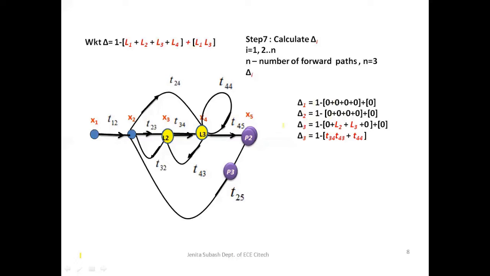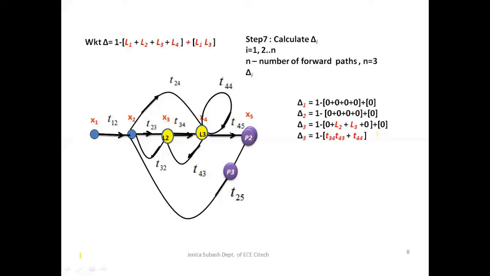Then with respect to delta 3, we have two loops, L2 and L3, which are not touching the third forward path. Hence, I have activated L2 and L3 and made L1 and L4 equal to 0, and the L1, L3 combination also 0. So this is delta specific to the third forward path. So delta 3 will be equal to 1 minus (L2 plus L3). Finally, let's substitute the loop gains for L2 and L3 and finalize delta 1, delta 2 and delta 3.